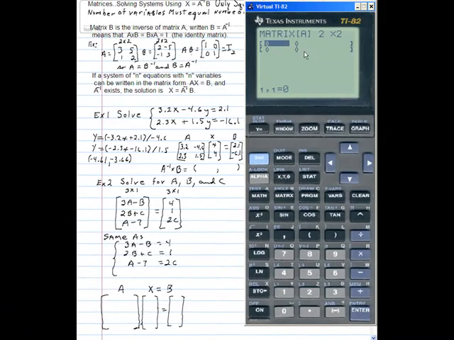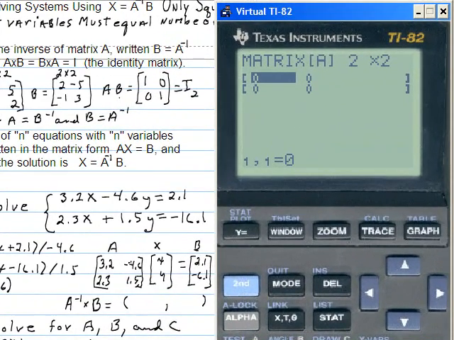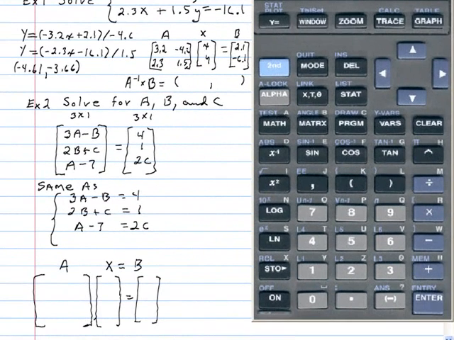The numbers enter by row. So the first row is 3.2, negative 4.6. So I go 3.2, enter, negative 4.6, enter. And I've got the first row in there. Second row is 2.3, 1.5, 2.3, enter, 1.5, enter. And I have loaded matrix A.